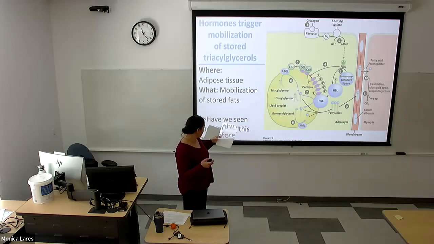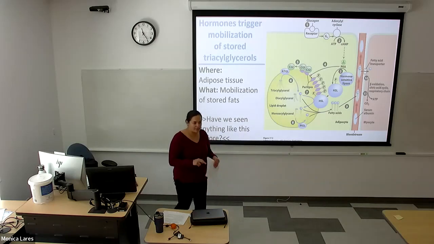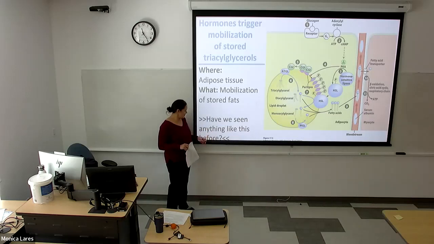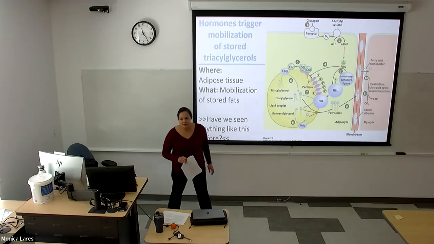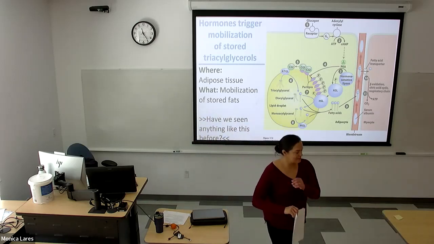Let's see what's happening here. Okay. Look at, we have glucagon binding to a cell surface receptor, leading to activation of this G protein, right? That leads to cyclic AMP, right? From ATP, which activates PKA, protein kinase A, okay? Which is leading to phosphorylations of these things called perilipins, okay? Maybe perilipins. Have we seen anything like this before? A series of events.